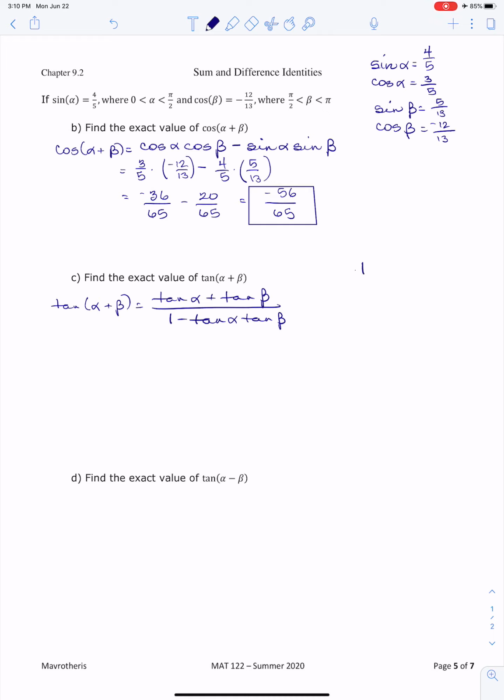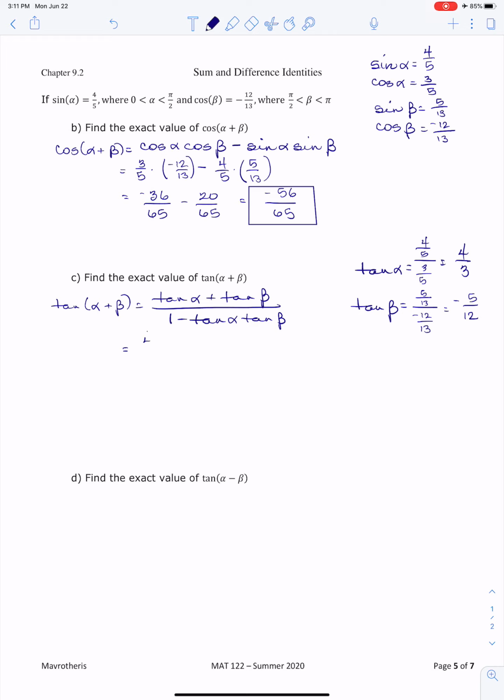So from up above, let's see, we got tangent of alpha, tangent is sine over cosine. So we could write this as 4/5 over 3/5, which is 4/3. Our tangent of beta is 5/13 over negative 12/13, and we get negative 5/12. Again, tangent of alpha should be positive. That one's in the first quadrant. Tangent of beta should be negative. That one's in the second quadrant. And so now we plug and chug.